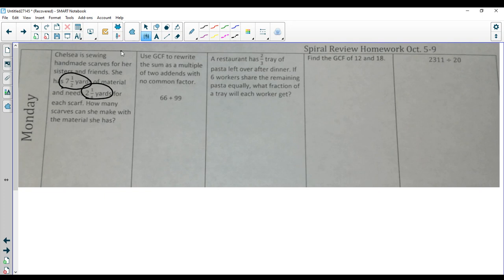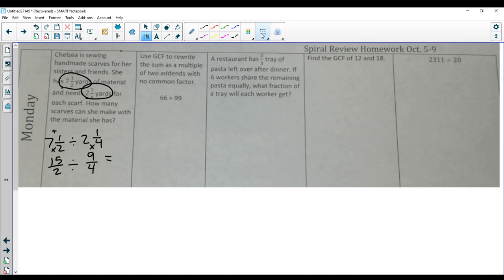So how would I write this problem? What's going to go first? What does she have? 7 1/2 first. Divided by 2 1/4. What do I have to do before I can do anything with these? Around the world to make them improper. So if I go around the world, 7 times 2 is 14, plus 1 is 15. 15 over 2. Oops, not 14. 15 over 2. All right, 15 over 2 divided by 4 times 2 is 8, plus 1, 9 over 4.